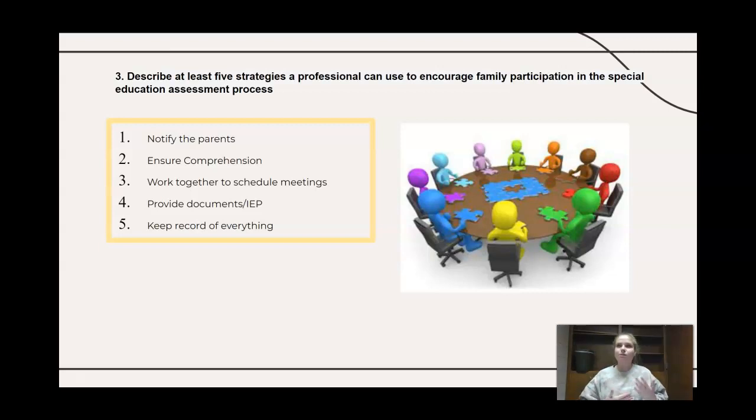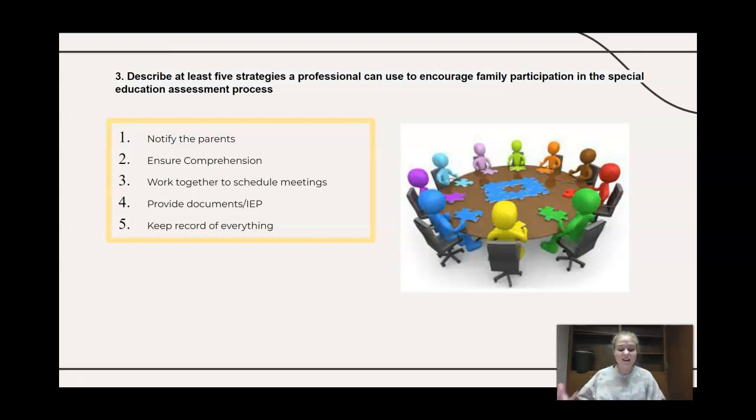You have to be able to explain every single thing that is being put down in this IEP to their knowledge so they understand, because you have to be able to get their consent to do all this and their approval. So that's very important. Number 3 is to schedule meetings at a mutually beneficial time. Work together with them. Make sure that you always are on the same page.